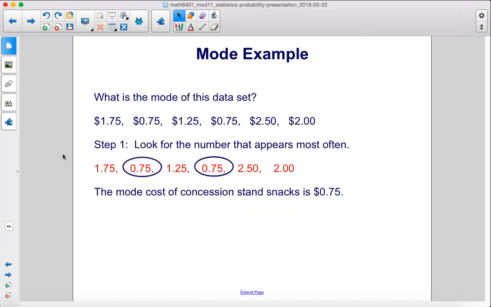What is the mode of this data set? Step 1, look for the number that appears the most often. 75 cents appears twice, therefore the mode cost of concession stand snacks is 75 cents.